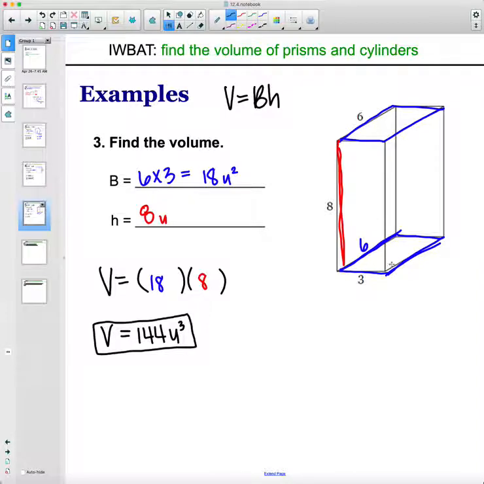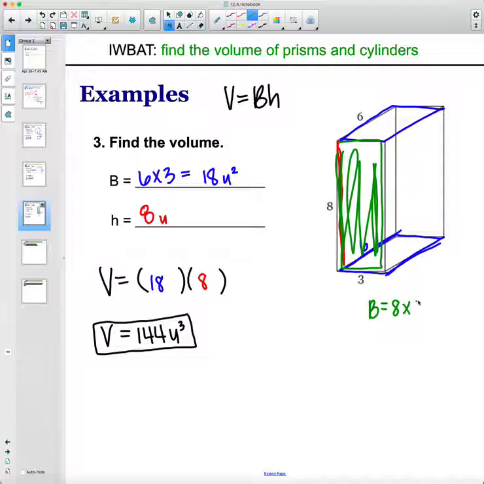And I just want to show you that I could have done that differently, like if I used this as the base. So let me use this one as the base. Okay, if I did that, the base would be 8 times 3, and that would be 24 units squared for the base. Now the other base is back here, so your height, your distance between the bases, would now be 6.